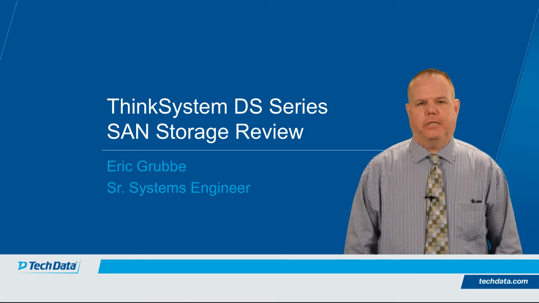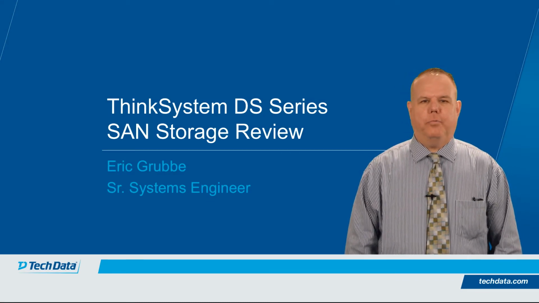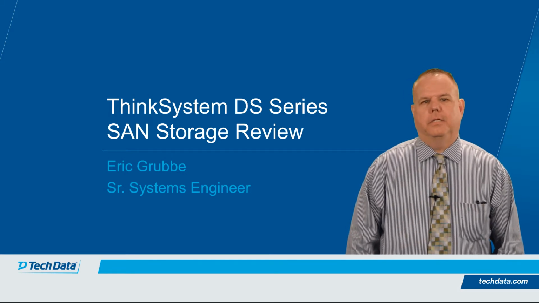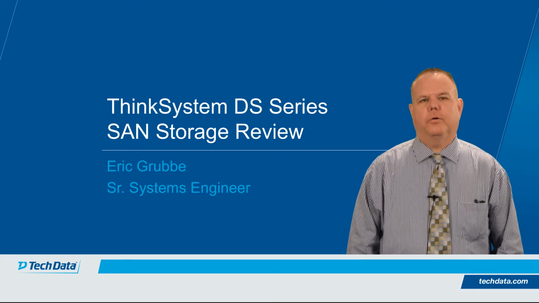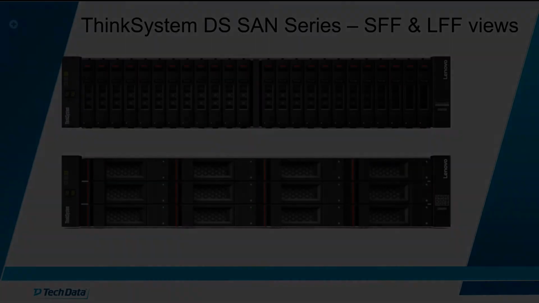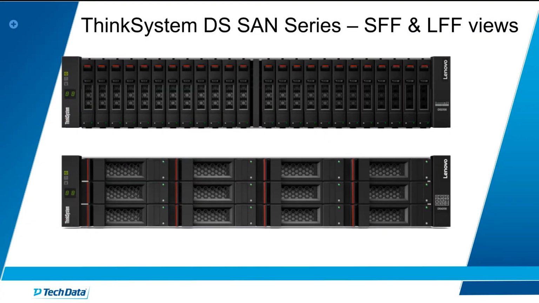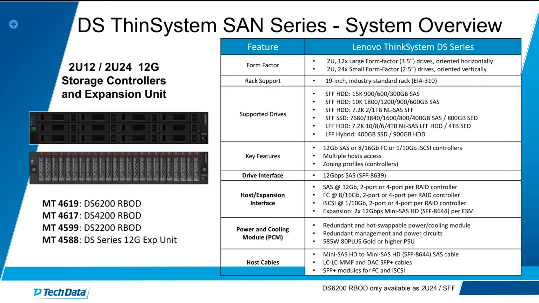I'm the Senior System Engineer here with the Lenovo team at Tech Data, and today we're going to review the new ThinkSystem SAN DS 2200, 4200, and 6200 series. The ThinkSystem DS SAN Series from Lenovo comes in two form factors. You have a small form factor and a large form factor. The small form factor consists of 24 2.5-inch drives, and the large form factor will consist of 12 large form factor 3.5-inch drives. Supported drives include SFF HDDs, large form factor hard disk drives, SSDs, and all flash.